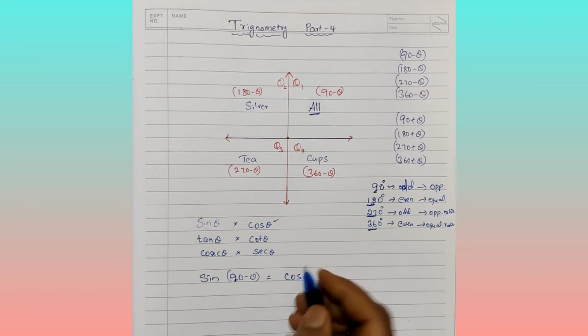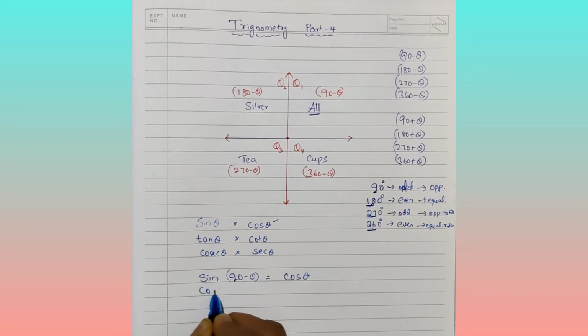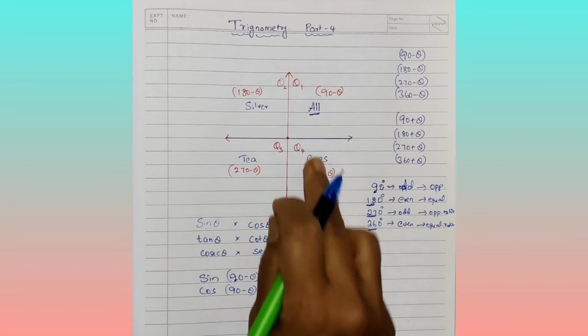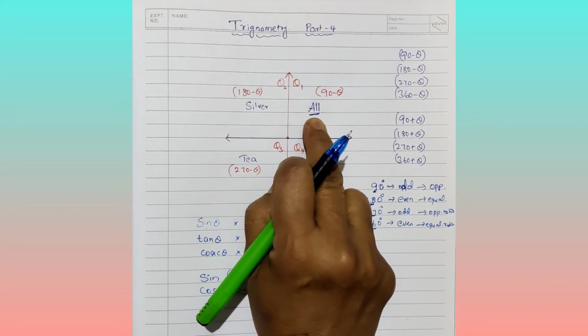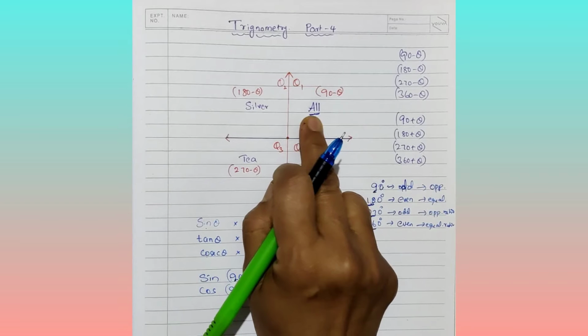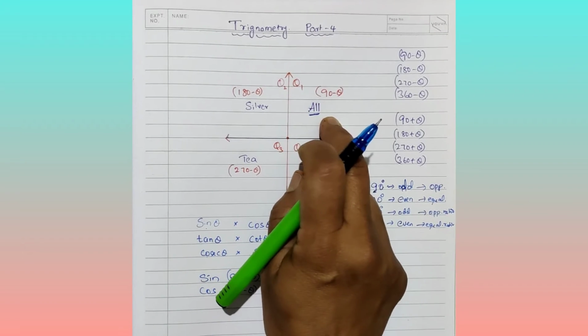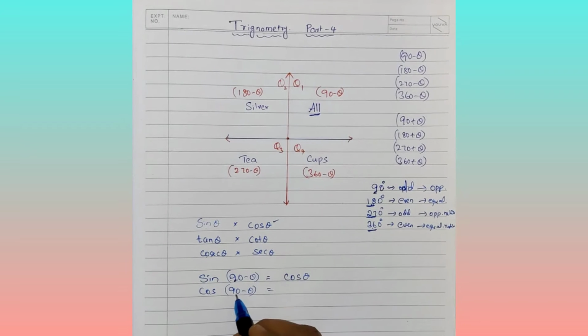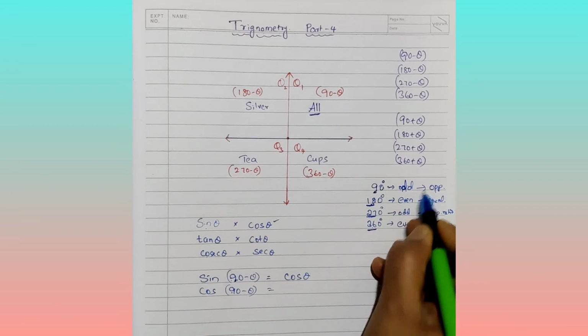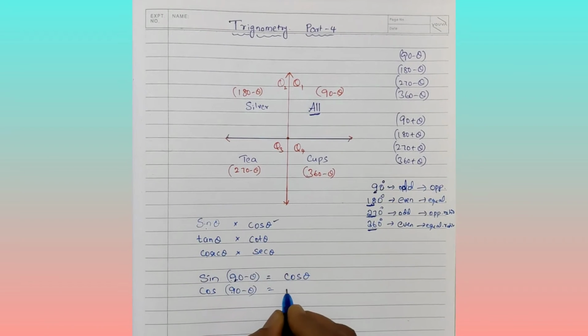Next, cos 90 minus theta. Again 90 minus theta lies in which quadrant? In quadrant 1. In quadrant 1, all the 6 ratios are positive. And again 90 means odd. Odd means opposite. Cos opposite is sin. So this is sin theta.